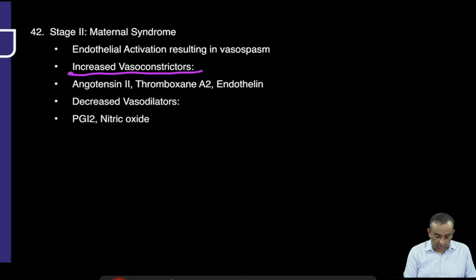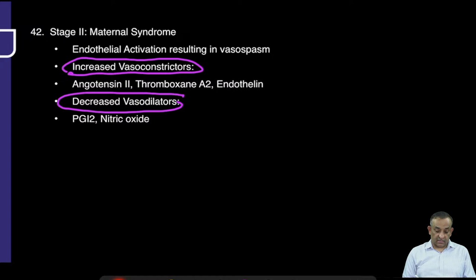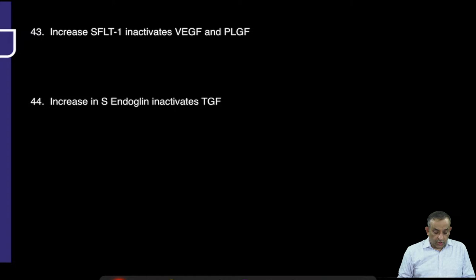So increase in vasoconstrictors like angiotensin 2, thromboxane A2, endothelin, and decrease in vasodilators like PGI2, which is prostacyclin, and nitric oxide. So increase in vasoconstrictors, decrease in vasodilators, you've been hearing about it. Now all of this has been put into a two-part theory. Stage one is the poor placentation, and stage two is the endothelial activation or the maternal syndrome. All right, so what happens in addition to that?